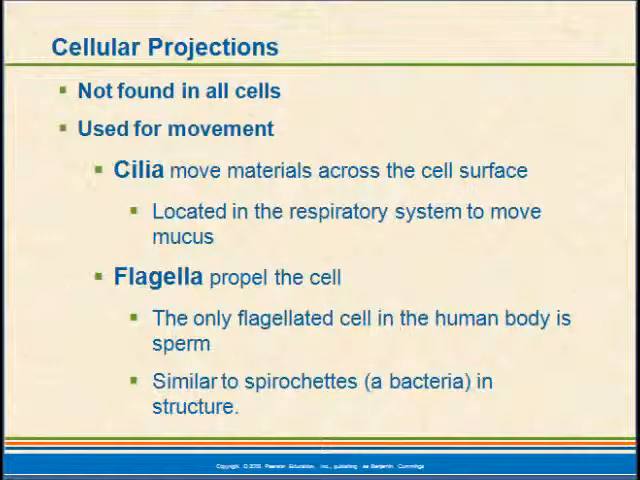Now, cells may have cellular projections. We talked a little bit about this when we were talking about the cell membrane. It's not found in all cells, but some cells do have cilia, which are long thread-like things that have a wafting motion which can move materials across the cell surface. They are located, for instance, in the respiratory system, and they help move mucus. Basically, as we breathe in and out, materials stick to the mucus, and then the cilia bring the mucus up into our throat, where we swallow it.